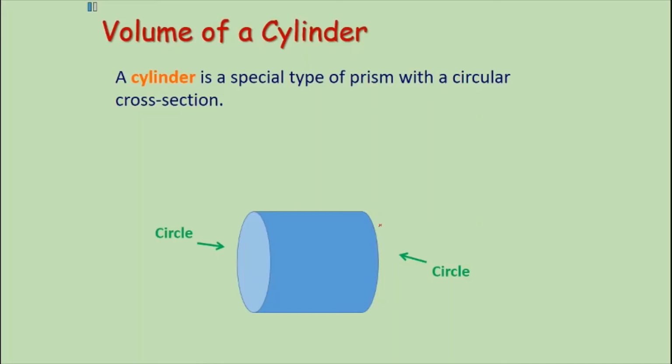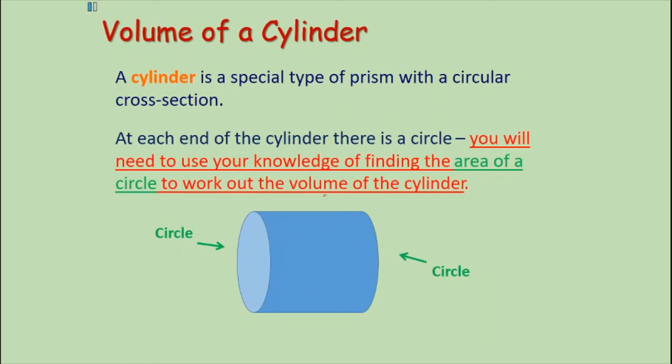Right, next we're going to move on to cylinders. And okay, the cylinder is a special type of prism. It has a circular cross section, a circular repeating face. Think of a beans can or a Pringles tube. Okay, you will need to first find the area of that circle to find the volume of a cylinder.